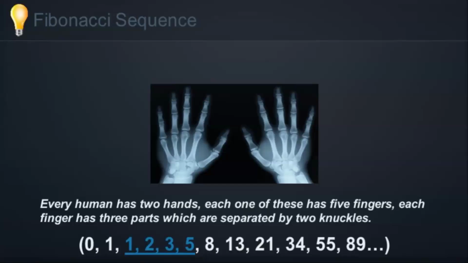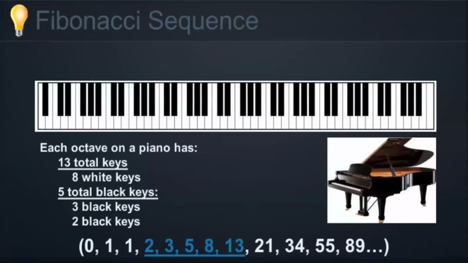Hey, God have mercy. Even your piano follows the Fibonacci sequence. Look at it. This is the octave, right? In your piano, for those that are learning how to do music. Look at it. Each octave has 13 total keys. 8 are white, 5 are black, 3 black keys, 2 black keys, and it works.